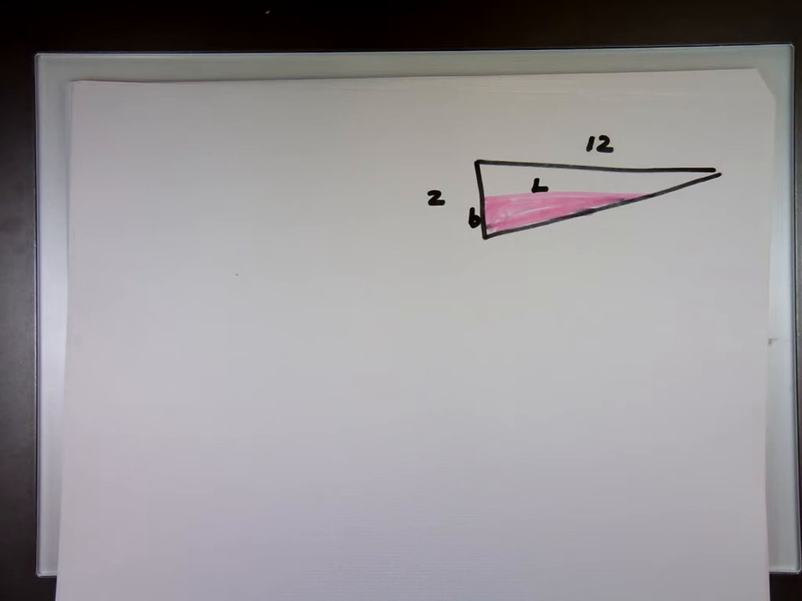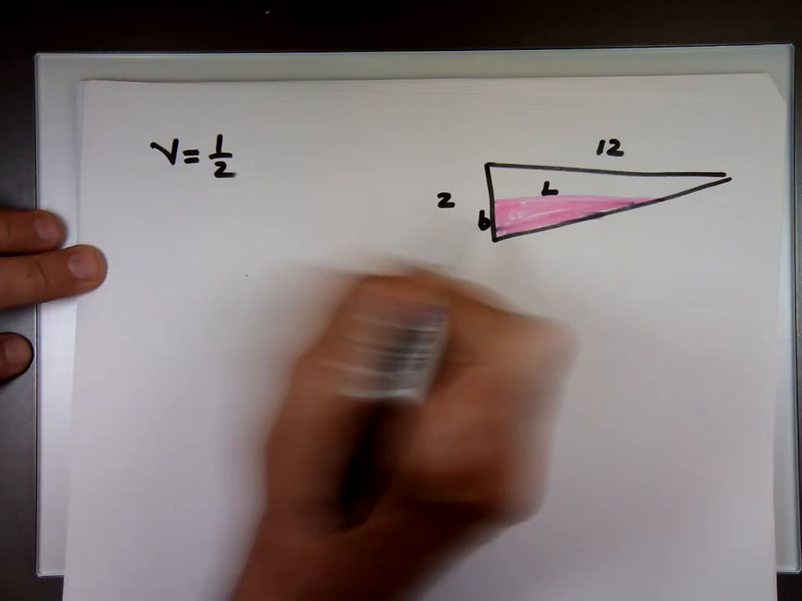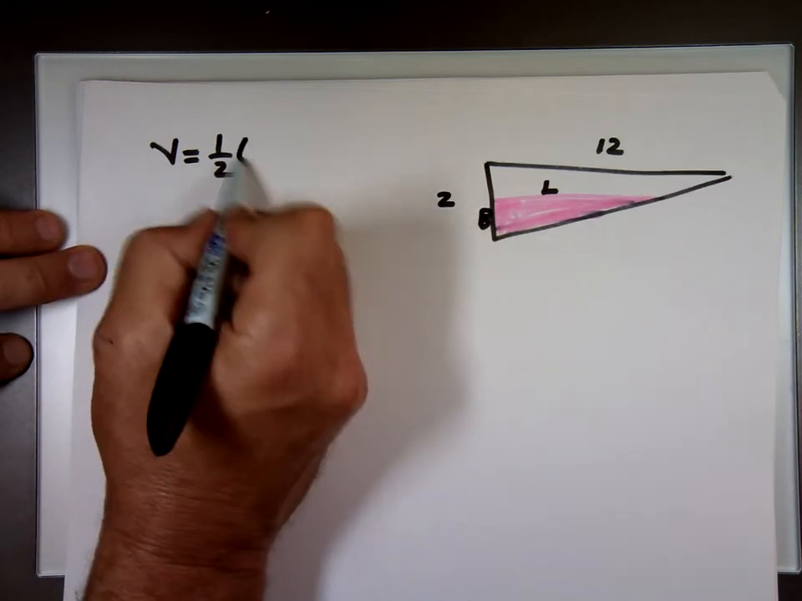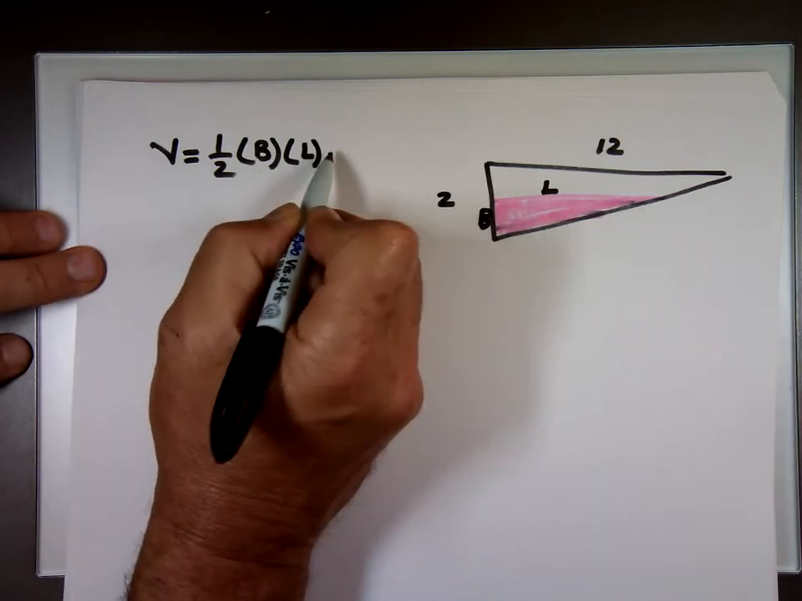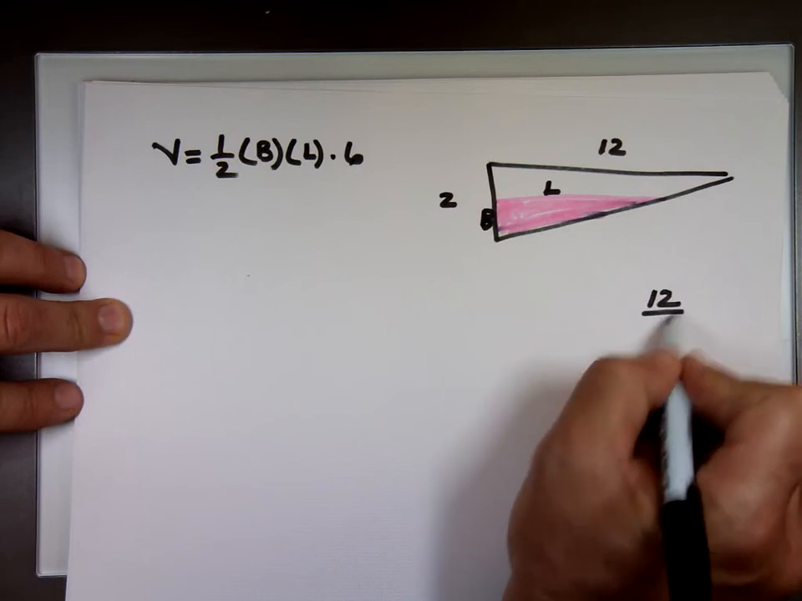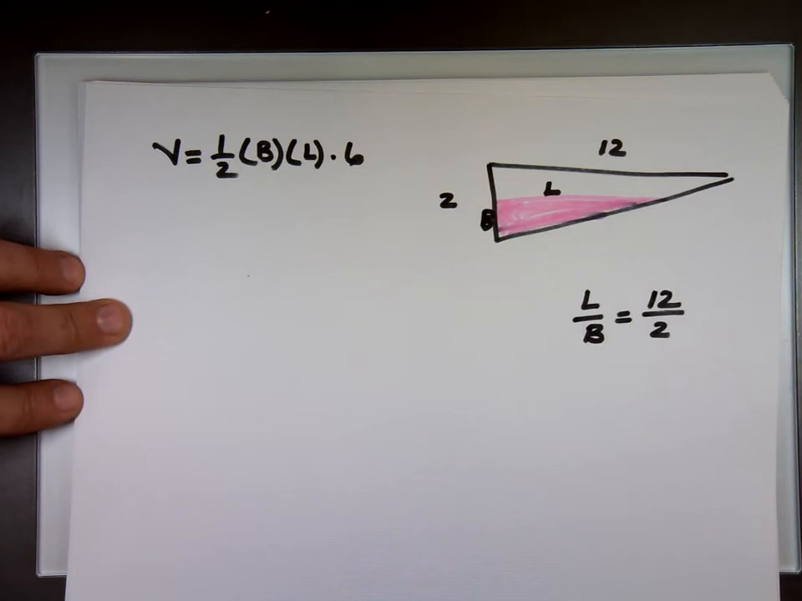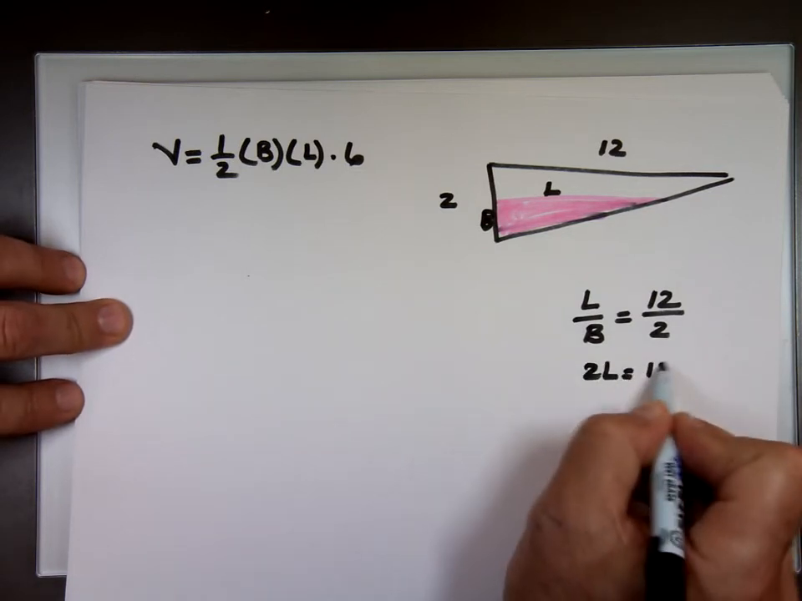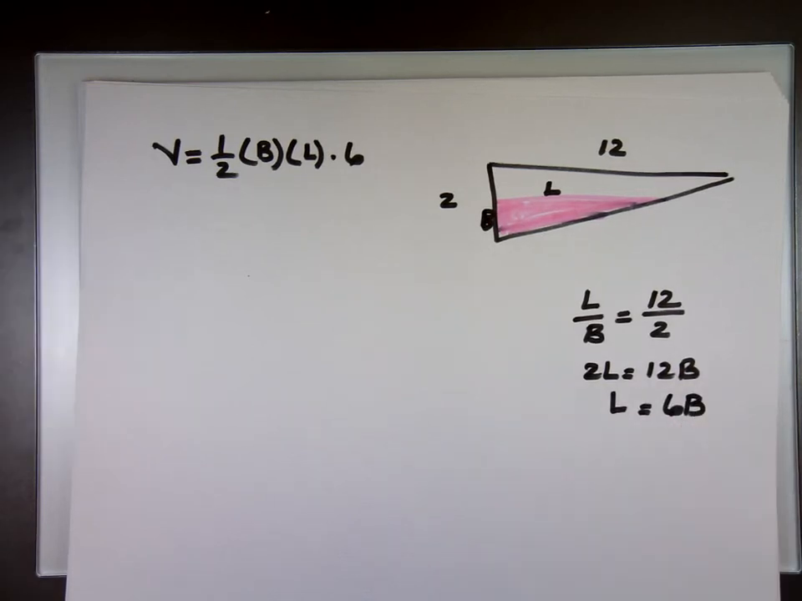So the volume of the water at any given time, the volume, it's 1/2, that's B for the base. I'll use B here so you know. 1/2 the base times the L times 6. Two unknowns in that, not good. We just said similar triangles, the ratio of 12 to 2 is the same as L to B. 2L equals what? 12B. L equals what? 6B. The ratio of this side to this is always 6 to 1.